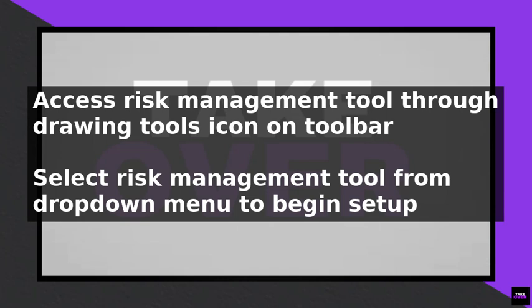After setting the entry point, stop-loss, and take-profit levels, TradingView will automatically calculate and display the risk versus reward ratio on your chart. Best practices for using the risk management tool include setting a risk versus reward ratio of at least 1 to 2, meaning that your potential profit should be at least twice your potential loss.